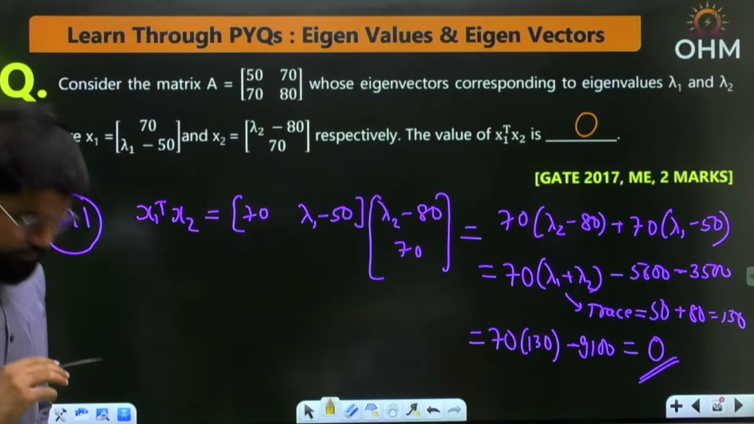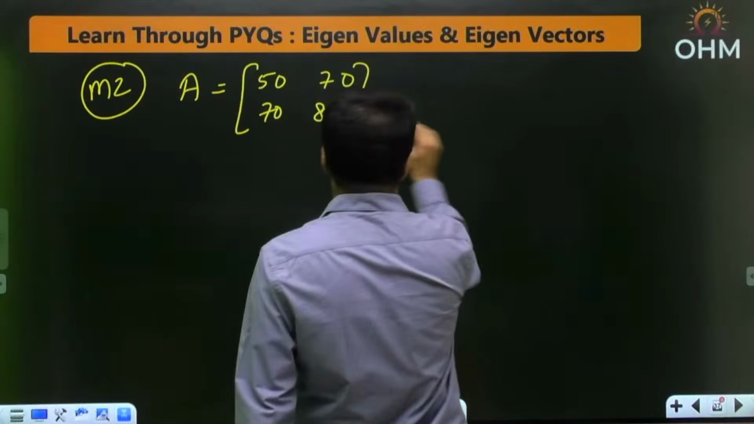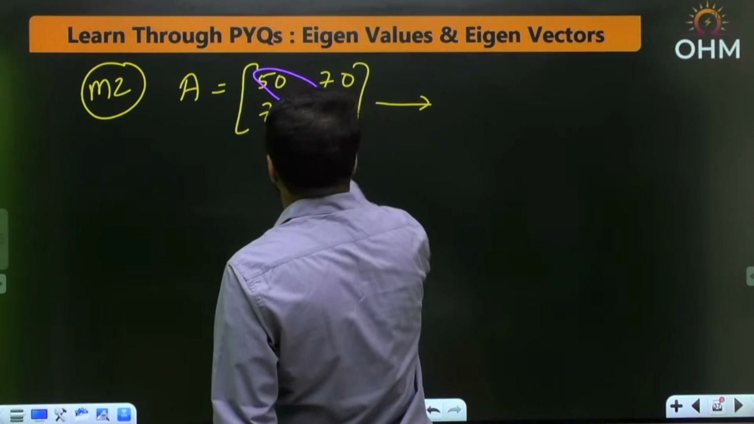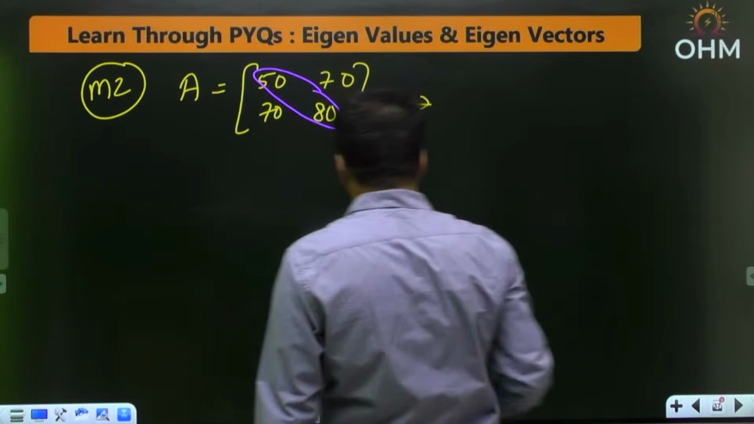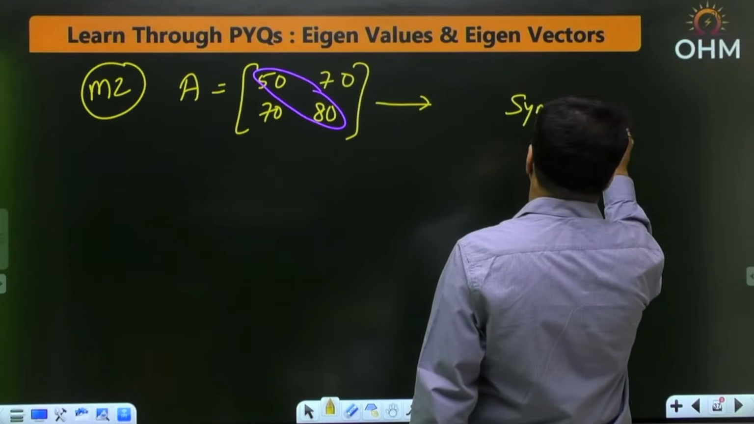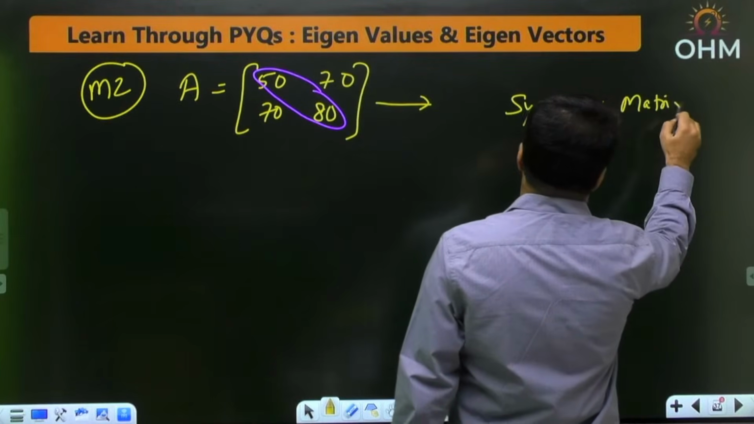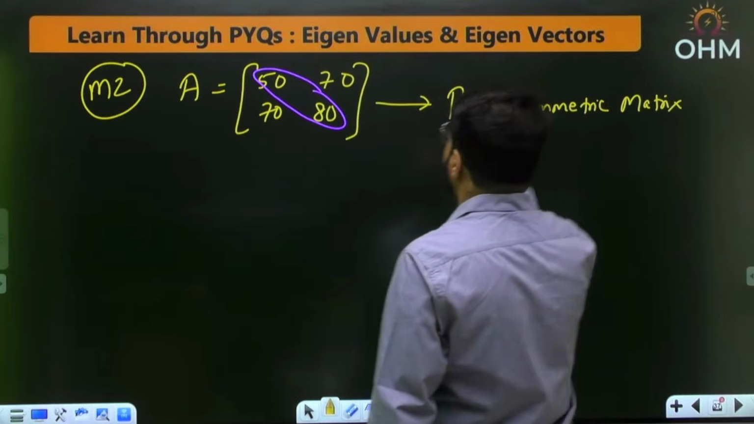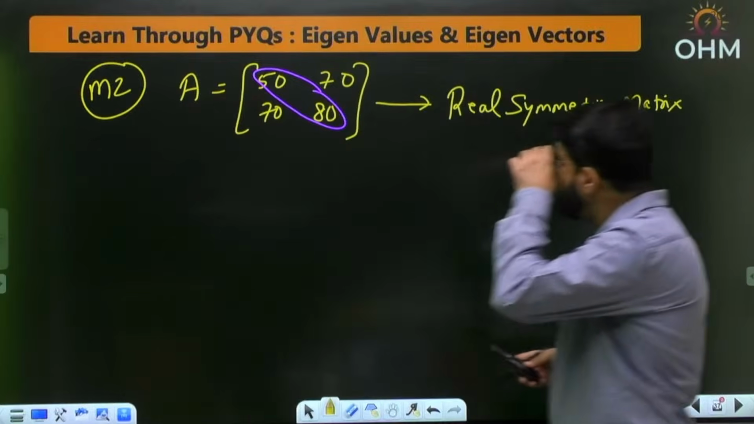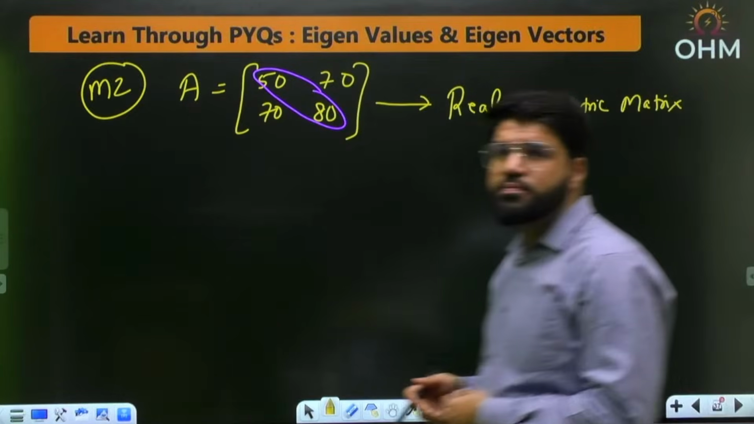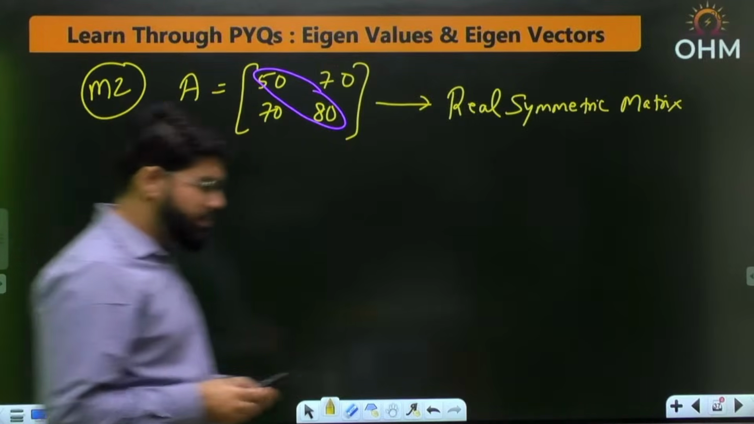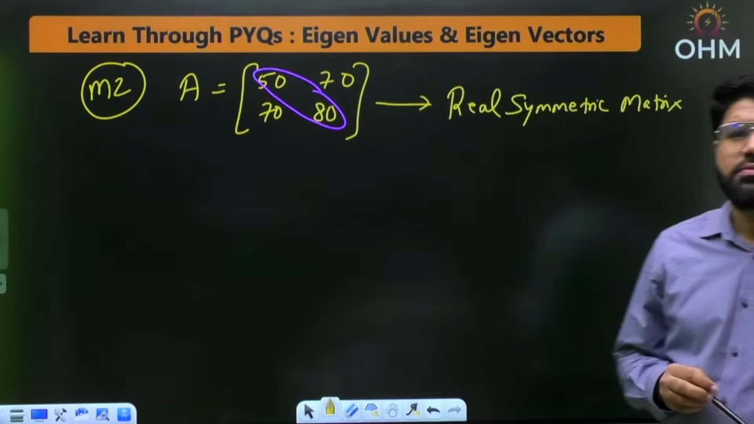Correct? What is the type of the matrix? Can I call it a symmetric matrix? See, this is the diagonal line. Elements above and below the diagonal are the same. This is a symmetric matrix. But not only symmetric, it is a real symmetric matrix. Correct?